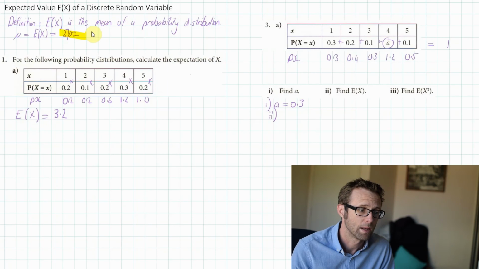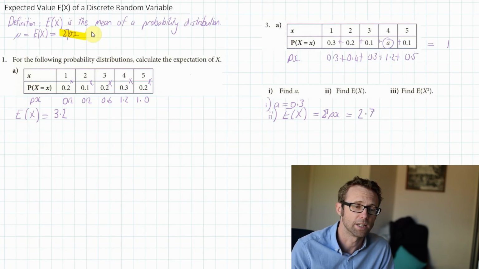So E(X), or the expected value, or the mean of this probability distribution, is going to be equal to the sum of px. And I just add these together. 0.3 plus 0.4 is 0.7, plus 0.3 is 1, plus 1.2 is 2.2, plus 0.5 is 2.7. So that is my expected value, or the mean of this probability distribution.